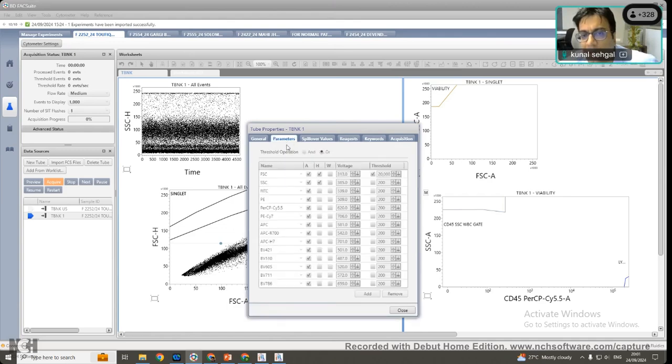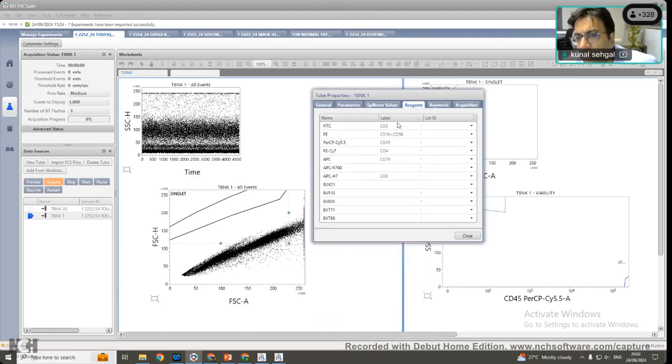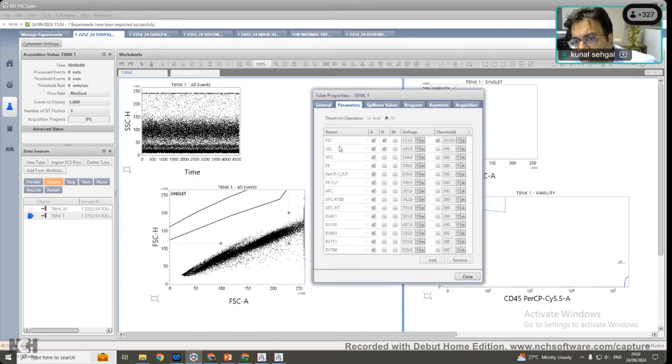These are the parameters. It's here in every machine: forward scatter, side scatter, and the colors are your parameters. So in any machine, if it is a 6 color machine, it will be 8 parameters, because you have 2 parameters of forward scatter and side scatter also there. So when I use a 12 color machine, I'll have 14 parameters. So you see FSC, SSC, and then the other 12 colors.